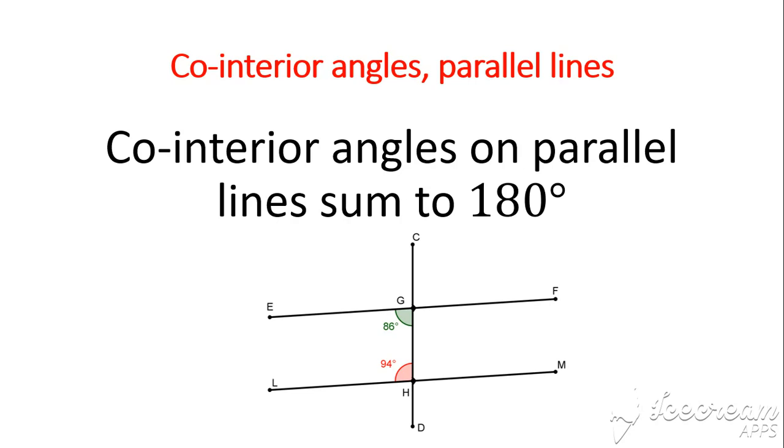All right, so here's the rule we're going to look at in this video. Co-interior angles on parallel lines sum up to 180 degrees. So you can see below we've got some parallel lines and we've got these two angles tucked in there. They're not the same angle, all right? So they're not the same, but the rule is they add up to 180 degrees.